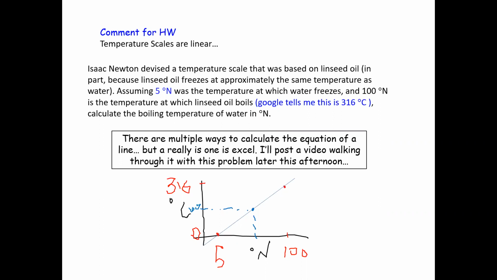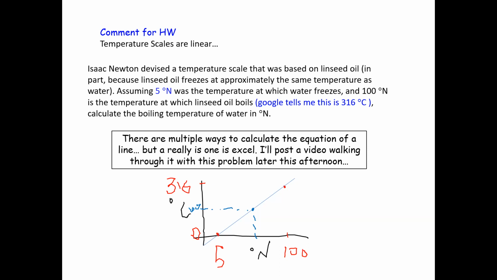The important point that I tried to make was that because temperature scales were linear, you could think of doing this on a graph. So I'll put the points that I know down here in degrees Newton on the x-axis. 5 degrees Newton corresponds to 0 degrees Celsius, and 100 degrees Newton corresponds to 316 Celsius. If I now had some intermediate temperature, in this case 100 degrees C, how do I find that temperature in Newton? And what you really need is the equation of the line.